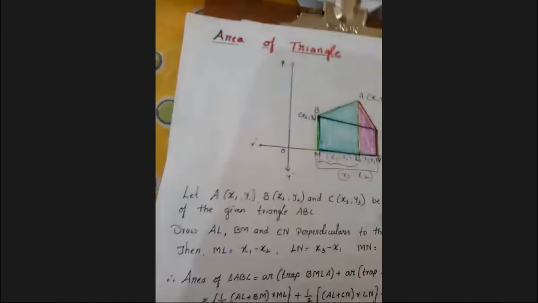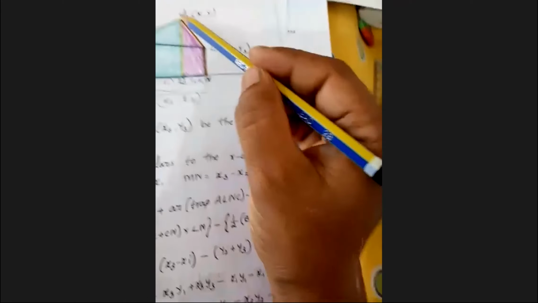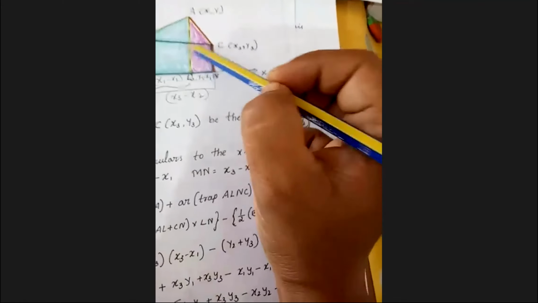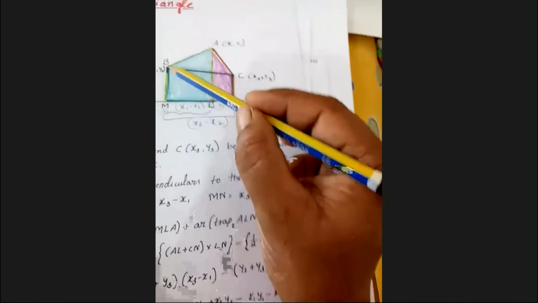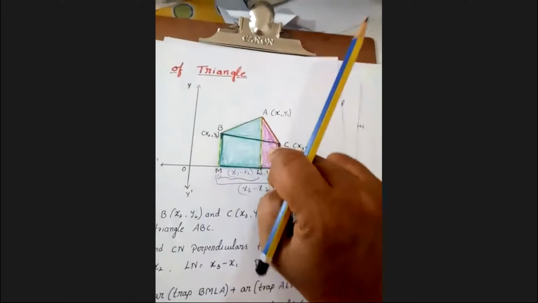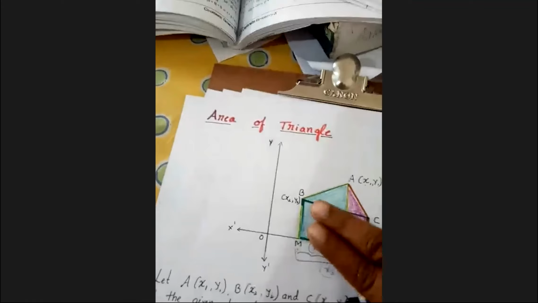Yes, ma'am. As I said, we need to find the area of the triangle. So, area of trapezium ABML plus area of trapezium ALNC. We need to add these two trapeziums. And if I subtract the area of trapezium BMNC, I'll get the area of this triangle. I find the area of this complete portion and this complete portion, add both the areas, and if I take out this particular area, I'll get the area of the triangle. Am I clear to everyone? Yes, ma'am.